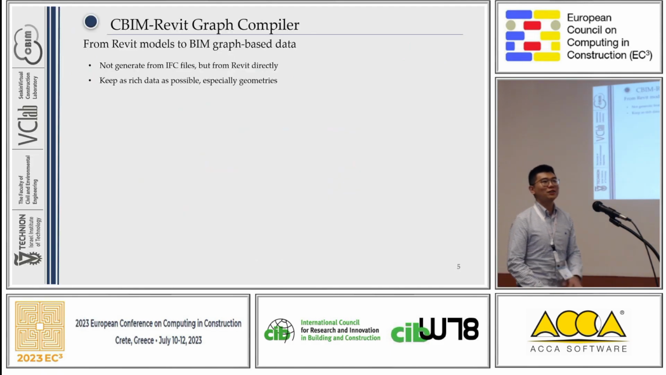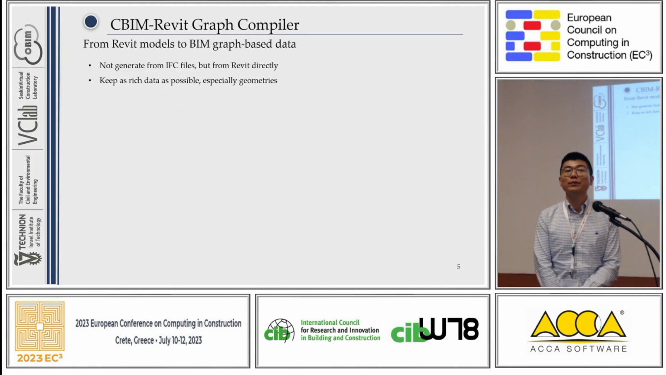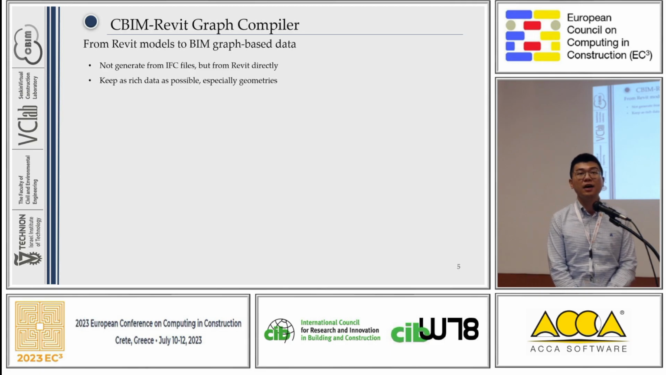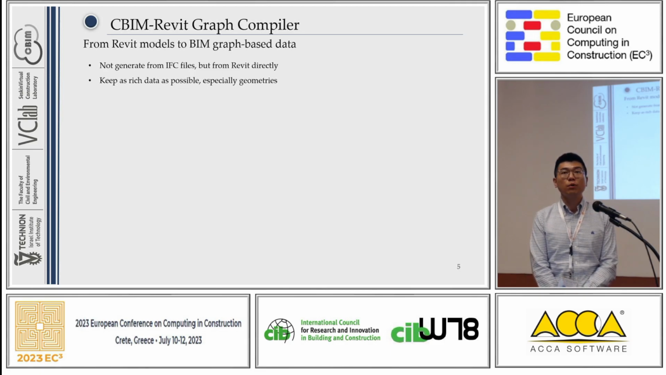So let's talk about one tool inside the CBIM platform. It's how we generate the BIM graphs from Revit. In our domain, we do have a few tools which can generate BIM graphs from models. Most of them use IFC files, and during the conversion process, most of them will abandon a lot of information, like the geometry.